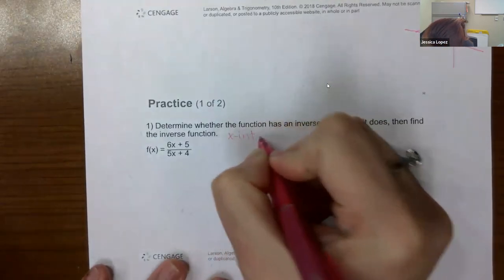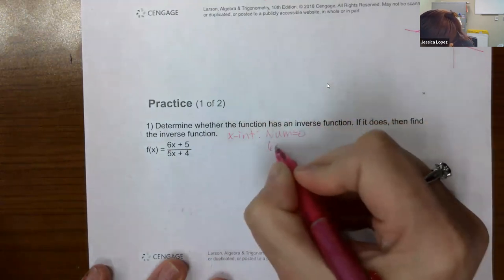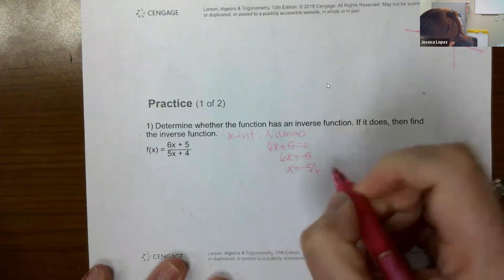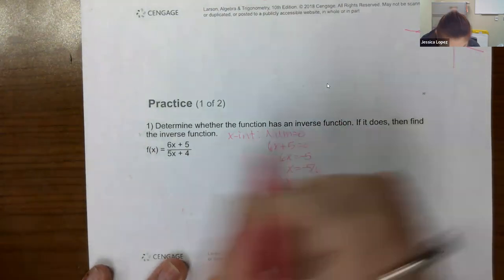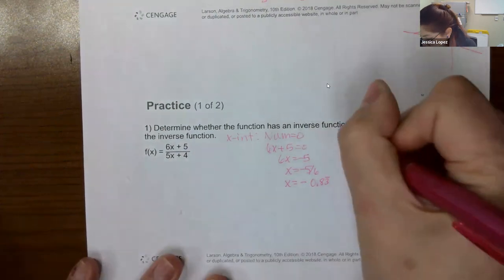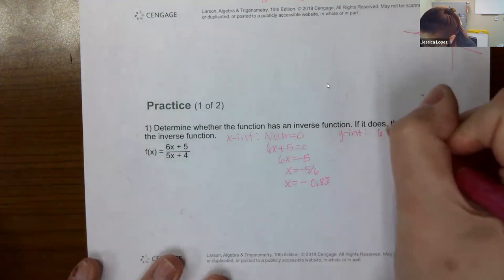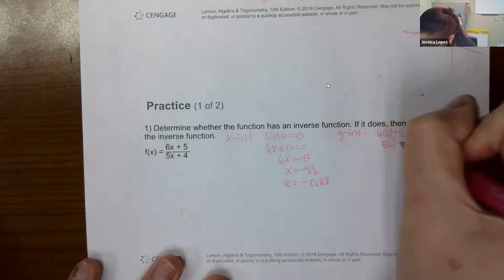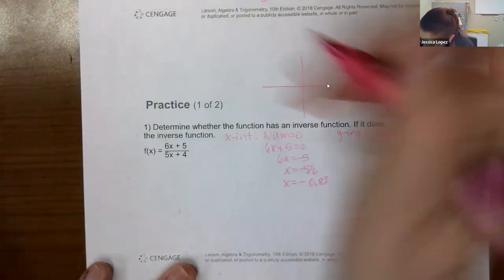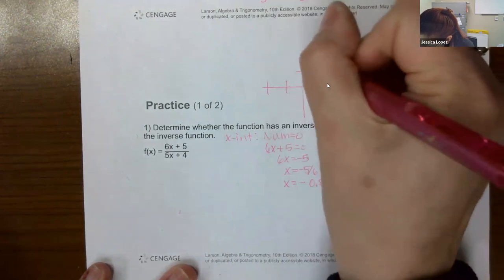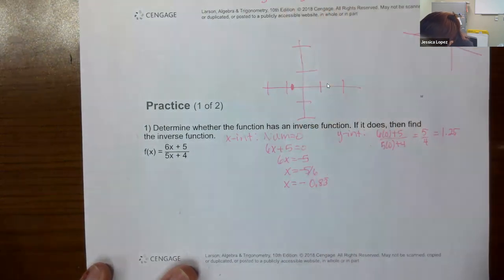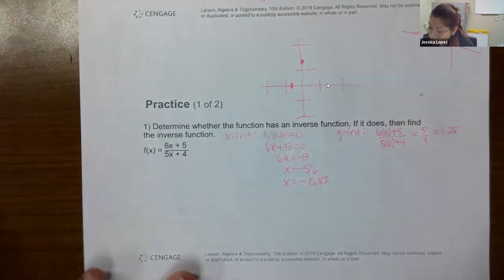So remember the x-intercepts come from the numerator equal to zero. So in that case, it's 6x plus 5 equal to zero, which means 6x equals negative 5, or x equals negative 5 sixths, which means x equals negative, what is 5 sixths? 5 divided by 6 is negative 0.83 repeating, okay? The y-intercept is found by plugging in 0. So 6 times 0 plus 5 over 5 times 0 plus 4, we end up with 5 fourths, which is 1.25. So I do have those values. I have negative 0.83 as my x value, and positive 1.25 as my y value.